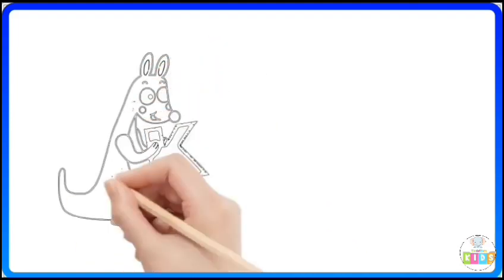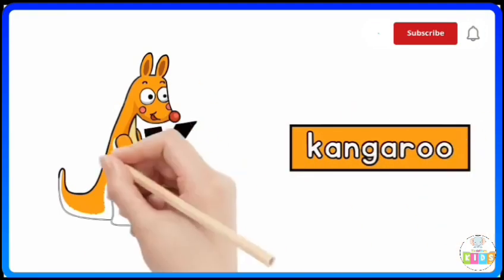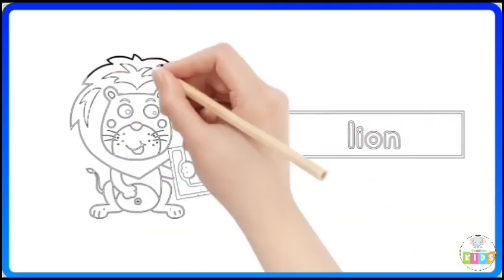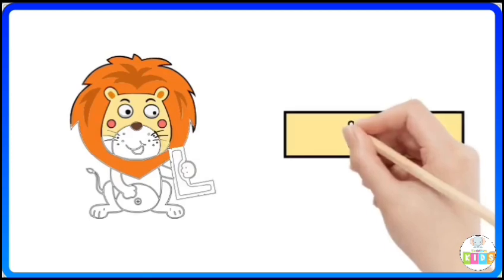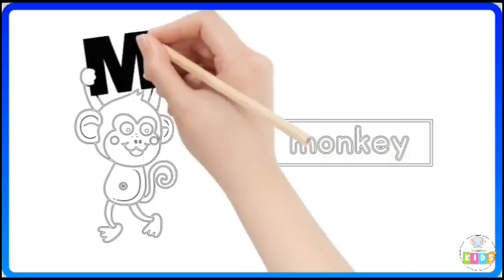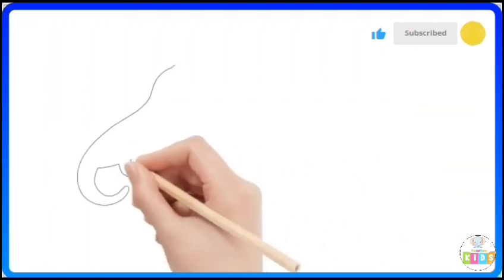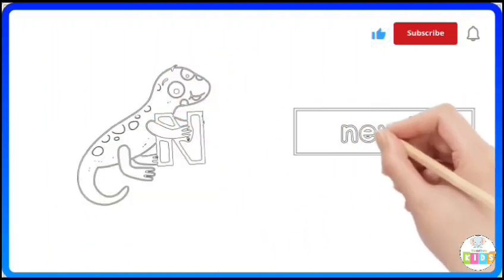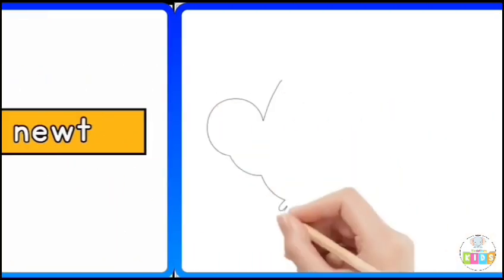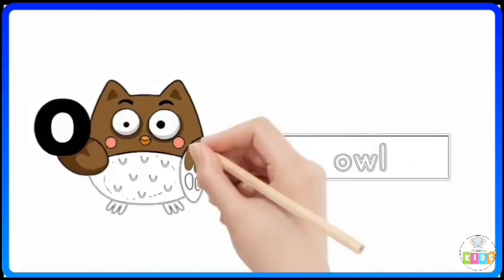K for kangaroo. K for kangaroo. L for lion. L for lion. M for monkey. M for monkey. N for newt. N for newt. O for owl. O for owl.